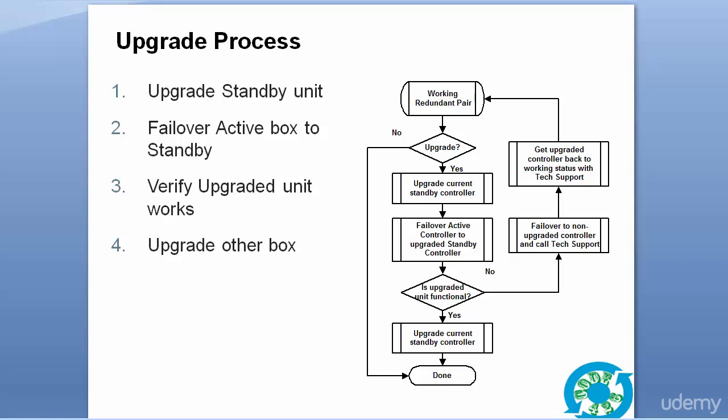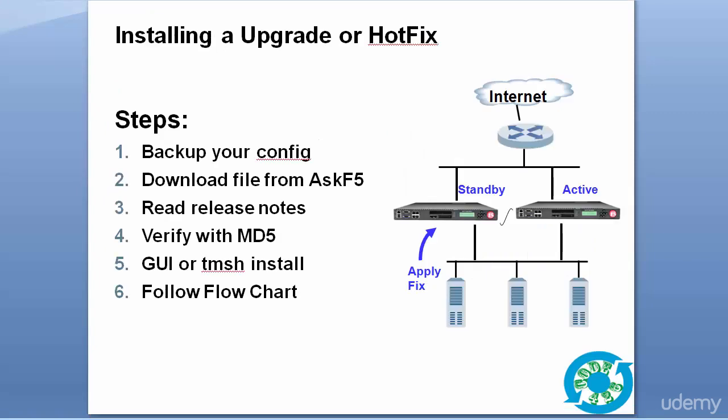and verified as well. In general, there are 6 steps to upgrading. First, back up your current configuration. You want to create a .ucs file and store it. Second, download the appropriate files. Third, verify the files. Fourth, run the installation tool. Fifth, verify upgrade functionality. And sixth, upgrade the partner system.